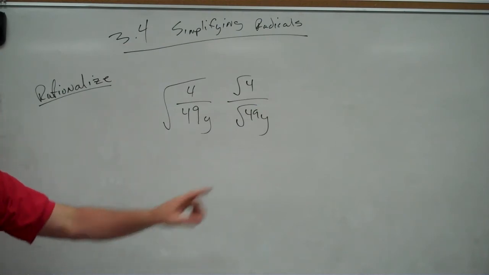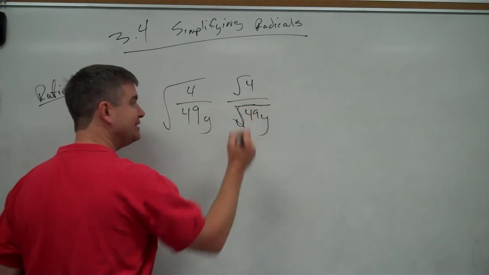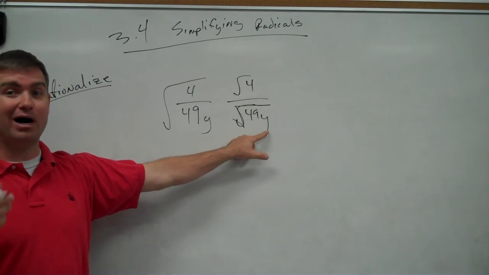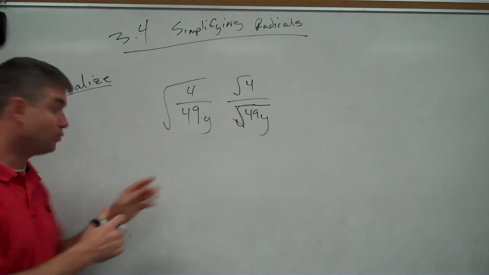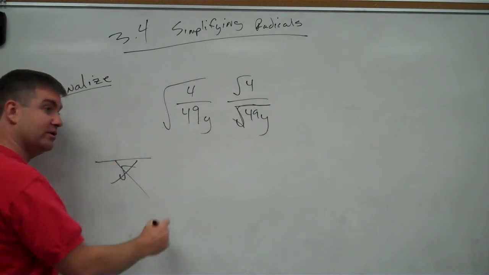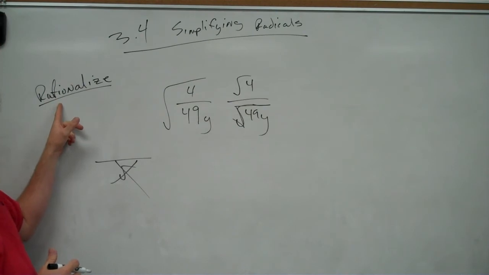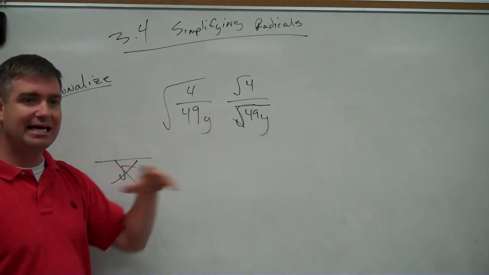You may be tempted, because that 49 is a perfect square, to pull the 7 out. If the y was like y squared or y to the 4th or y to the 6th, yeah, simplify it, because that would get rid of the radical in the denominator, and that's a good thing. We wouldn't even have to rationalize. But because that y is odd, I can't do that.